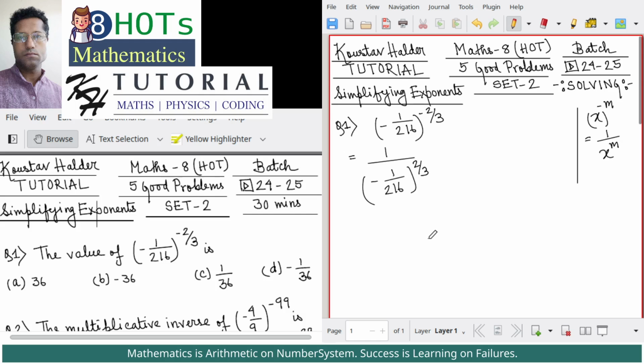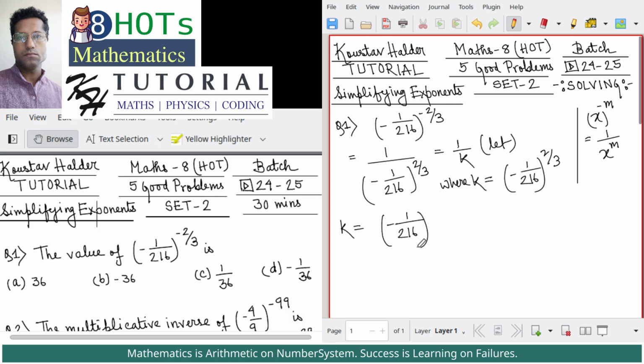Okay, so now instead of writing 1 by the denominator again and again, let this be k, where we will try to evaluate or simplify k, which is minus of 1 by 216 whole raised to the power 2 by 3. Okay, so what is k? k is minus 1 by 216 whole raised to the power 2 by 3.